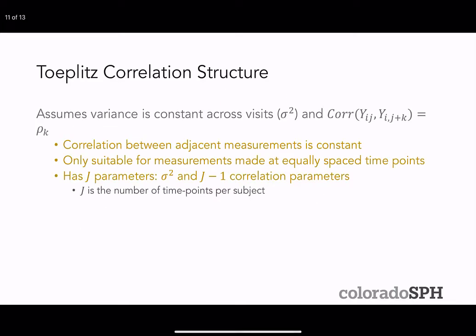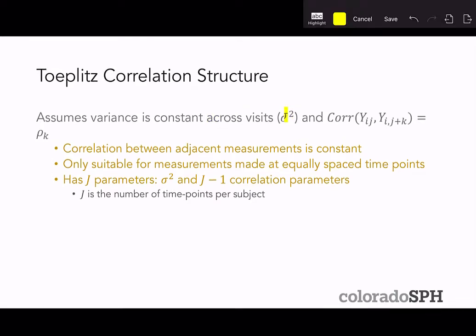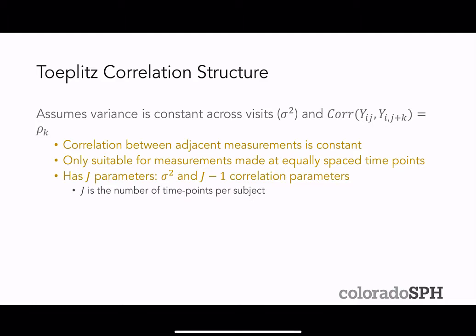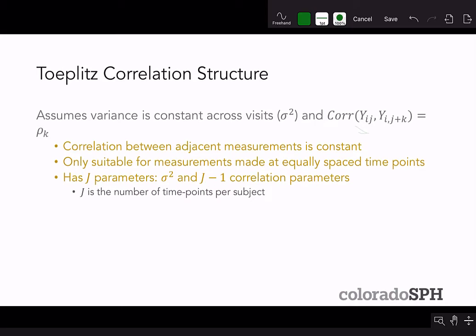So another popular covariance or correlation structure is the Toeplitz correlation structure. This assumes variance is constant across visits, sigma squared, which we assumed in the last part, but it doesn't assume that the correlation is the same. It assumes instead that the correlation between yij and yij plus k, between two different time points, is different.